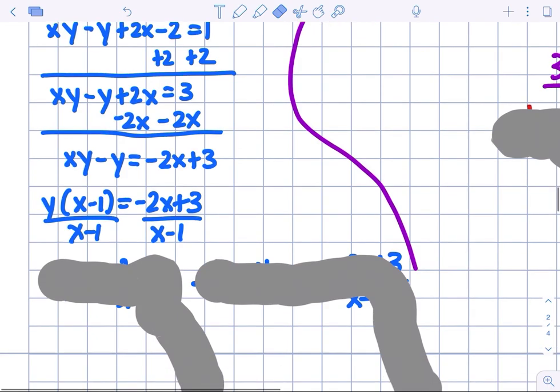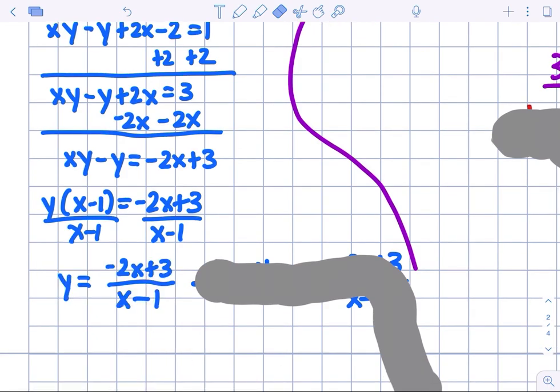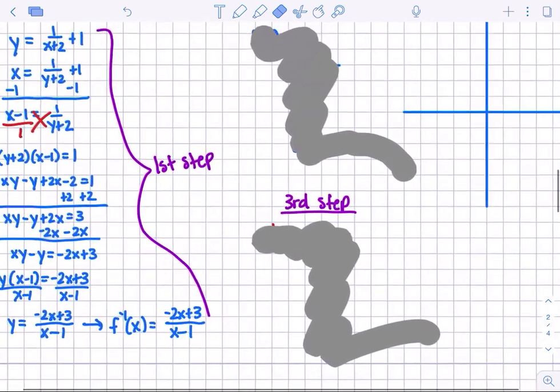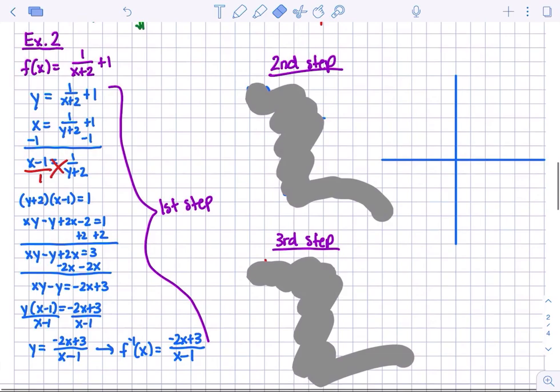So then this is what your inverse function looks like, and we're going to change y to be f inverse of x, (-2x + 3)/(x - 1). Alright, so that's the first step. Now we have the second step.